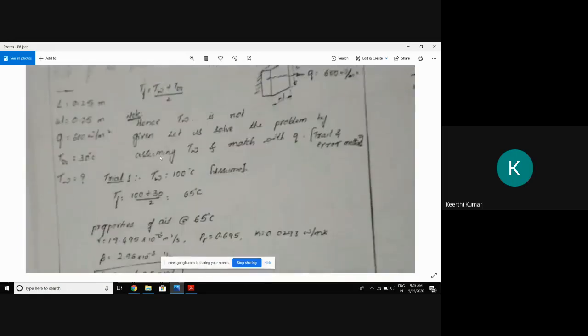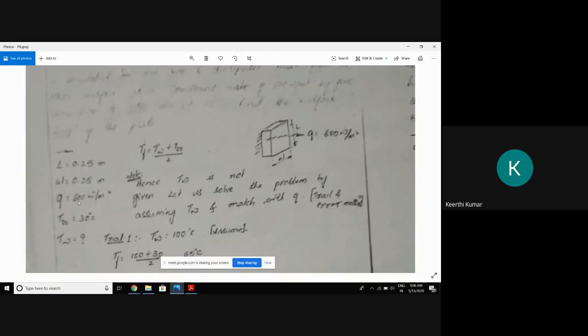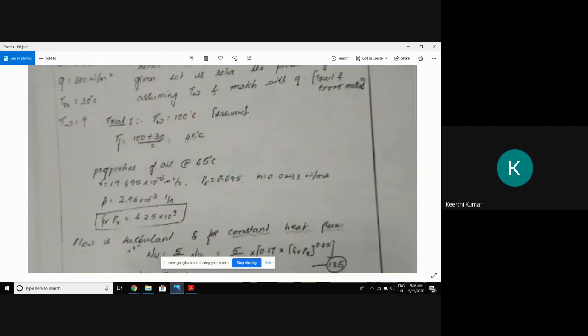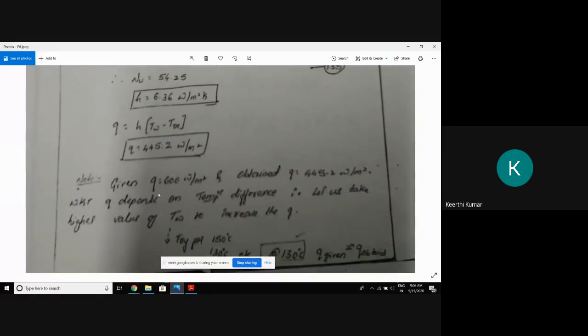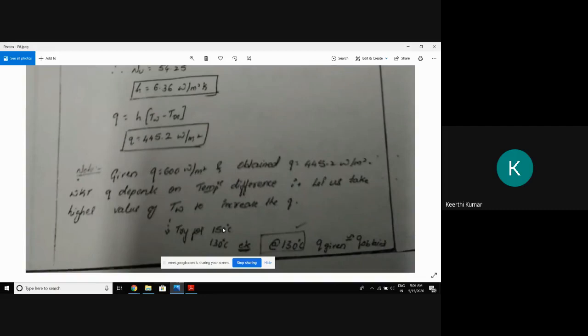But what is the given heat flux? Given heat flux is 600. That means if I assume the plate temperature is 100 degrees and solve, the q value will be 445, but the given value is 600. So whatever I assumed, the wall temperature is wrong. It will have to increase a little bit. I have written a note: given heat flux is 600 watt per meter square and obtained q is just 445.2. We know that q depends on the temperature difference. Therefore, let us take a higher value of Tw to increase q. So let us try 150.